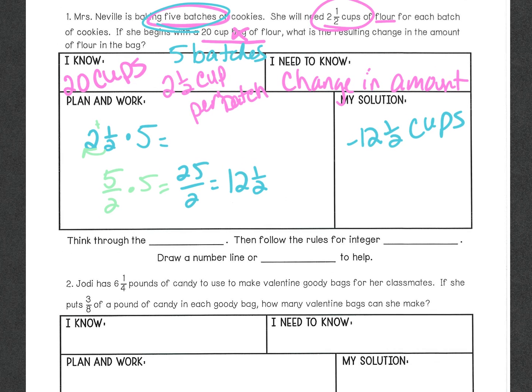Okay, so you're going to think through the situation. You're going to follow the rules for integer operations that we learned. You can draw a number line or a model if you need. So draw a picture if you need.